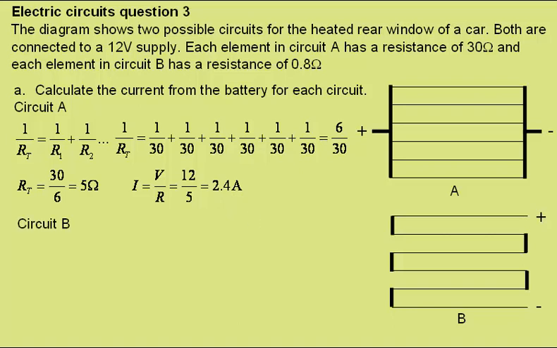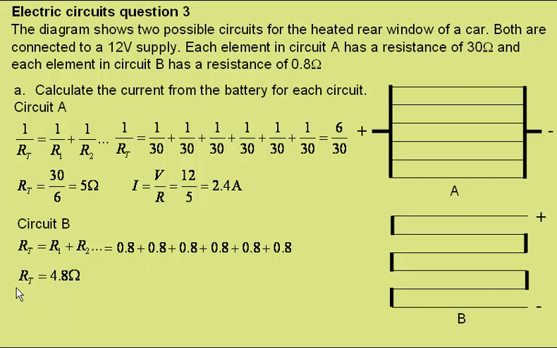Circuit B is a series circuit, and so the total resistance is just the sum of the individual resistors, which in this case is 6 lots of 0.8 ohms, giving a total resistance of 4.8 ohms. Again, using Ohm's law, I equals V over R, 12 volts over 4.8 ohms gives a current in circuit B of 2.5 amps.